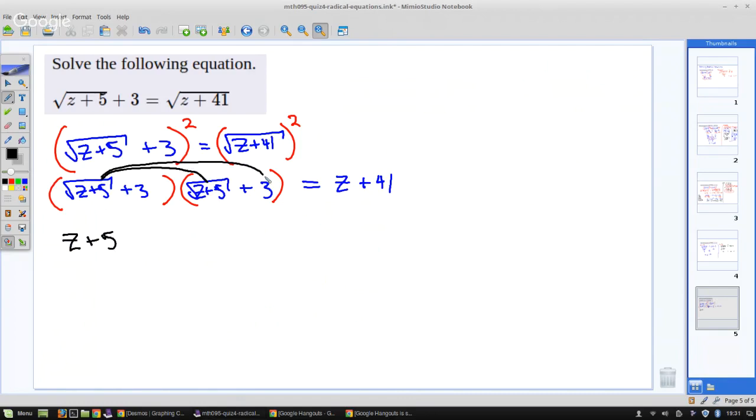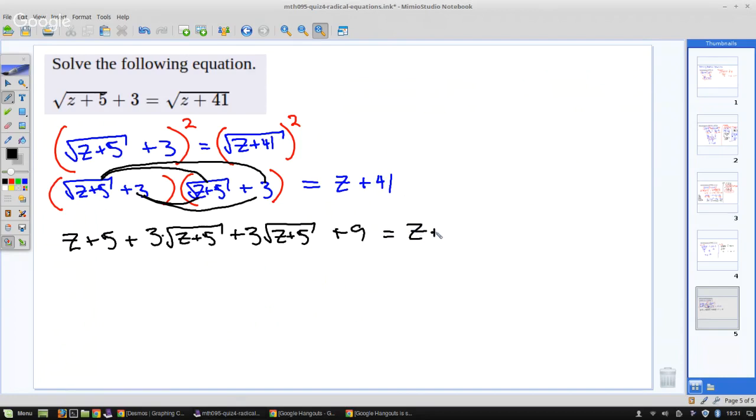And I have to take the square root times 3, which gives me 3 of those square roots of z plus 5. Now I'm done with this guy. I got to distribute the 3 here, so I get another 3 square roots of z plus 5, and then 3 times 3 is 9. That's supposed to be equal to that z plus 41. All right, darn, we still have square roots. Oh well, clean it up.